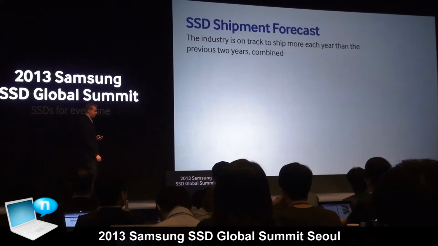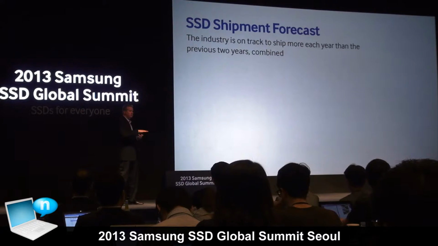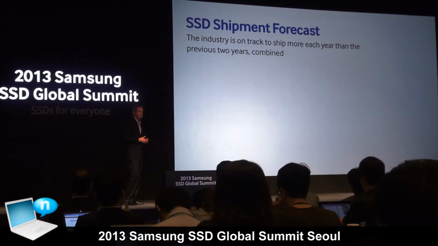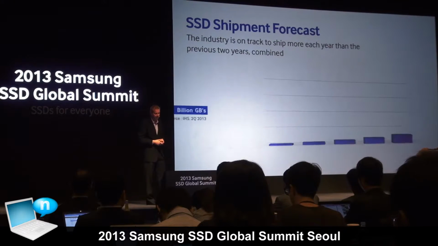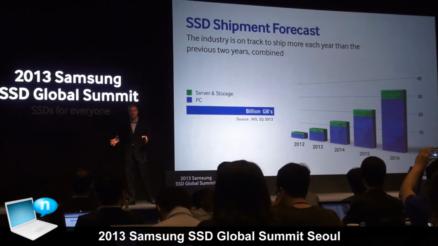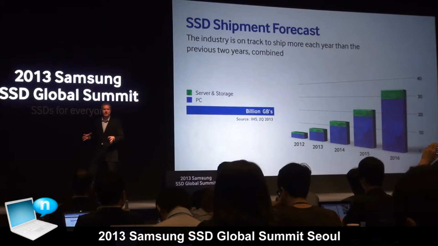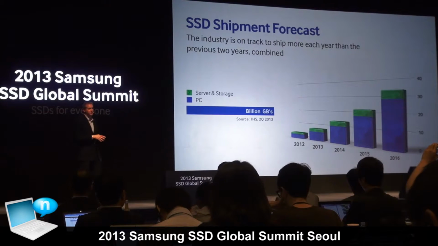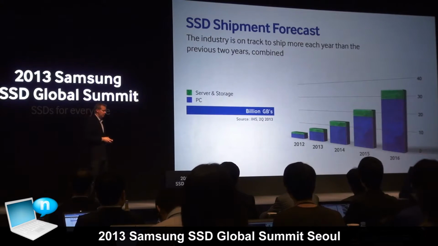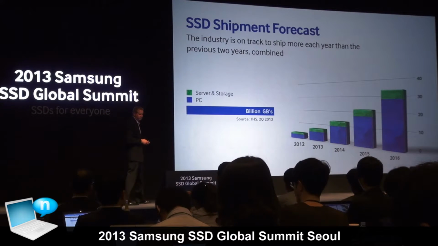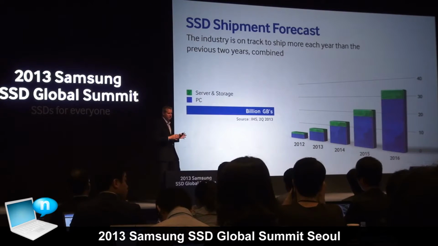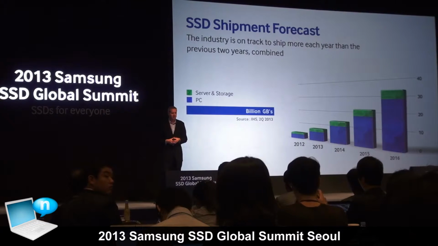Shipment forecast. What's interesting is the way that the SSD growth has been shaping up over the last couple of years. It's a pretty phenomenal growth curve. In fact, each year the industry is on track to ship roughly the equivalent of the previous 2 years combined. Now this chart here is in gigabytes. So again, this year we're showing maybe 7 to 8 billion gigabyte equivalents.